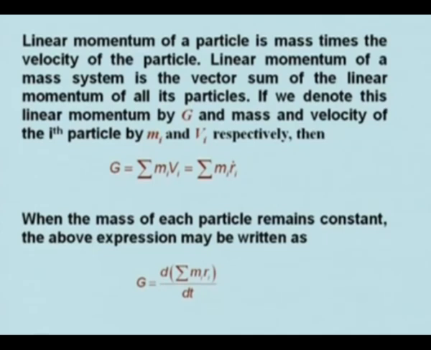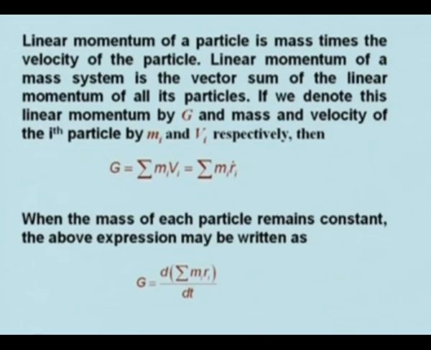Now, linear momentum of a mass system is the vector sum of the linear momentum of all its particles, because momentum is a vector, kinetic energy is scalar. So, we find the kinetic energy by summing the kinetic energies of all the particles. Here also we will do simple summation only. However, linear momentum is a vector, therefore it has to be summed in that way.